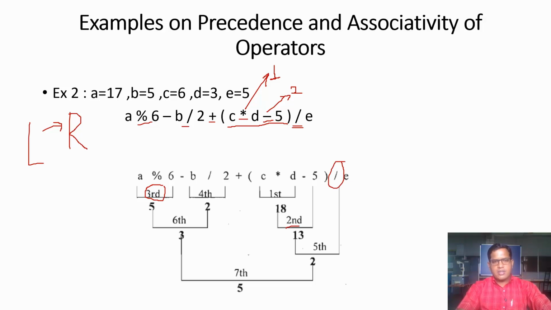After solving modulus, divide and divide, the minus and plus have the same priority, but as the minus sign is present on the leftmost side and it has left to right associativity, first the minus operation is done, and at last the plus operation is done. By following this we get the output as 5. So this is how arithmetic operators work along with their associativity.